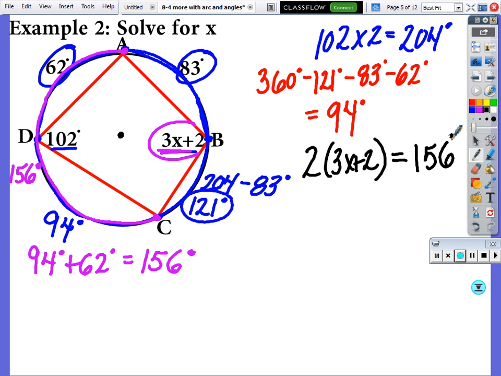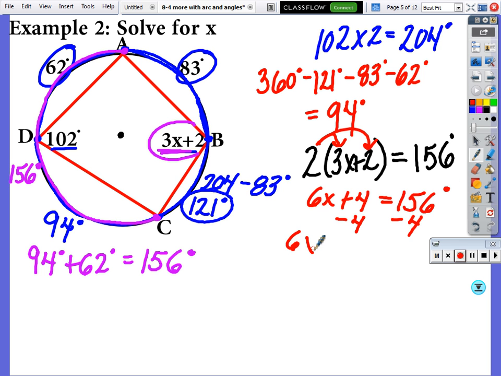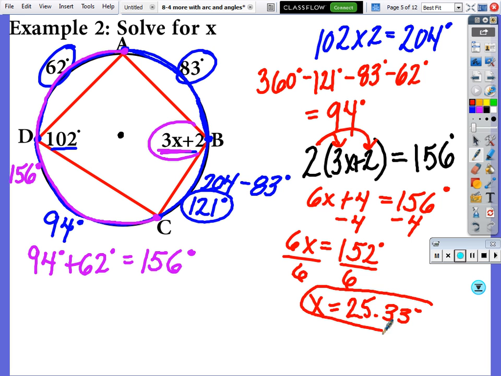Solving for x piece by piece now. There are many ways algebraically to do this. 2 times 3x is 6x. 2 times 2 is 4. So we have 6x plus 4 is equal to 156 degrees. And now piece by piece, I'll solve for x. Minus 4, minus 4. So we have 6x is equal to 152 degrees. And now, continuing to solve for x, divide by 6, divide by 6. So x is equal to 25.33 degrees. So we found x.